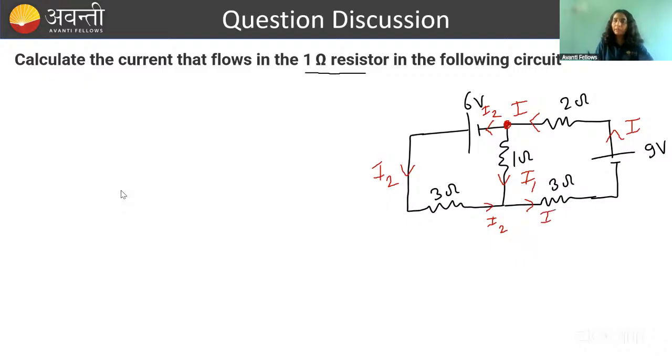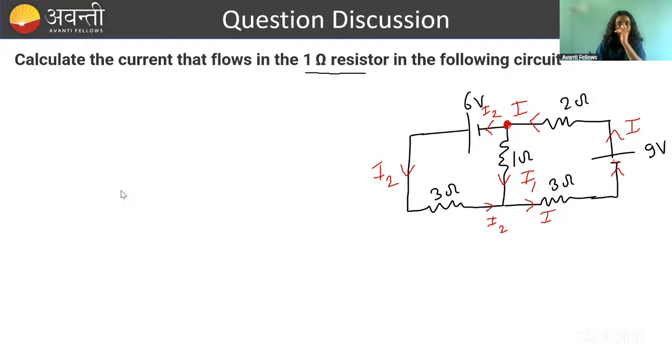So whenever you distribute current and you want to check whether you have done the current distribution correctly or not, you should see that the current you took out from the battery's positive terminal, the same amount of current should come into the negative terminal. Okay, so that is the check.